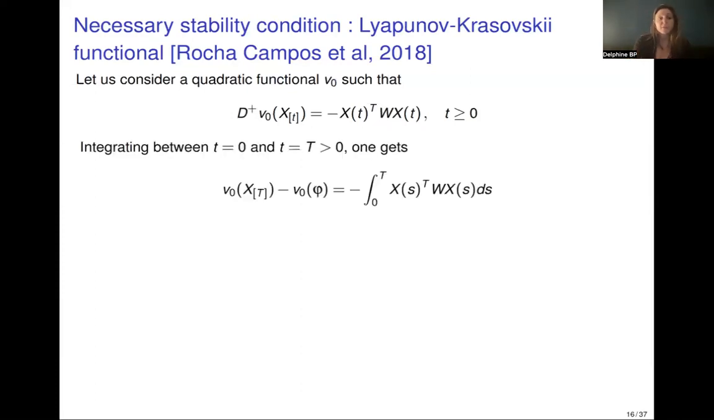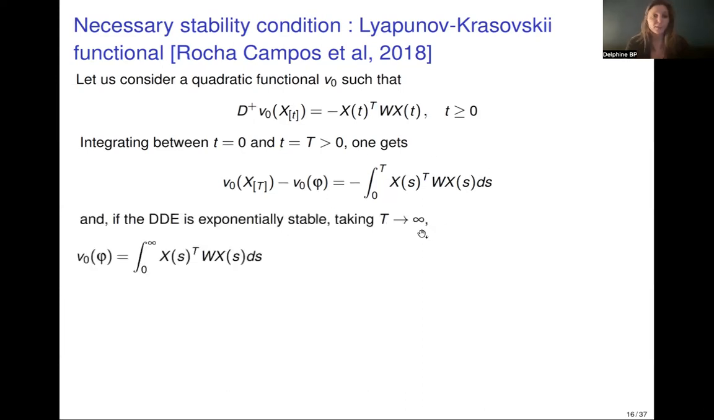Then they integrate this dynamics between a time t0 and a time T, which gives us that V0 at x of capital T minus V0 at phi is equal to this integral. If the delayed differential equation is supposed to be exponentially stable, then you can take capital T tends to plus infinity, V0 tends to 0, so you recover V0 of phi, so the expression of V0.